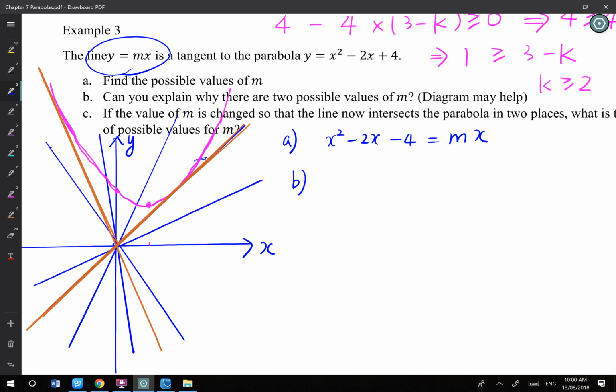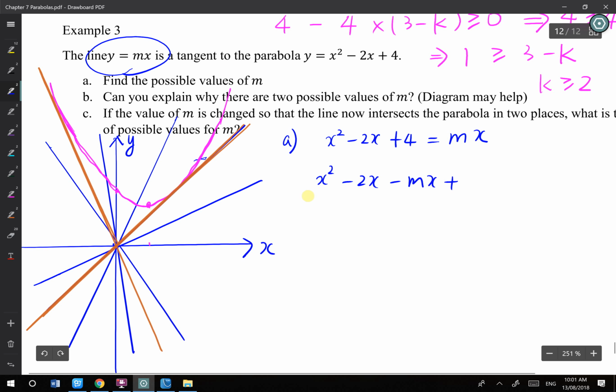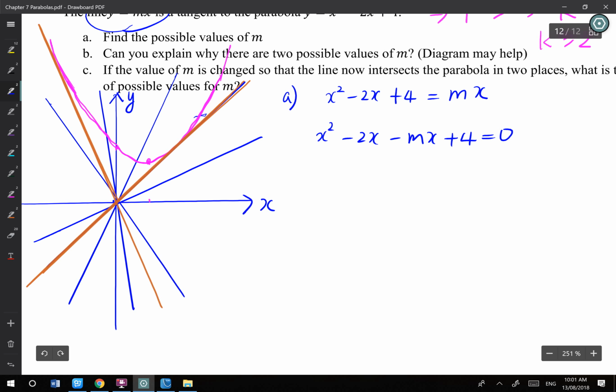Okay, yes? Oh, yes, thank you. Plus 4. Okay, and then I can move everything to one side. I probably need to move it to this side because I want to keep the x squared positive.